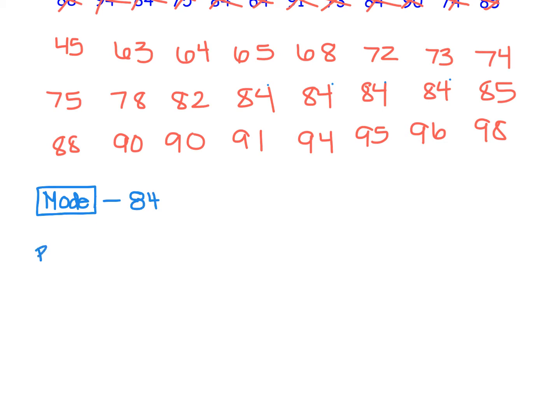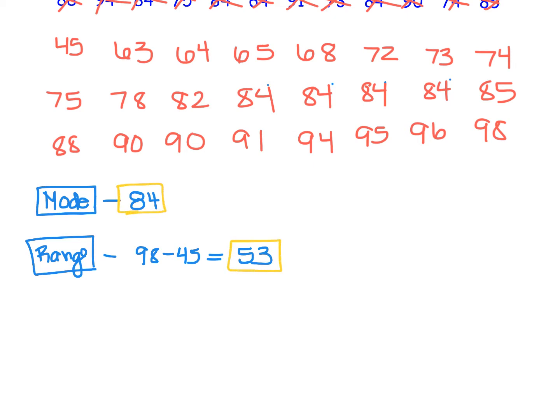Then our range is going to be the highest number subtracted from the lowest number. And I can see that the highest number is 98 and the lowest number is 45. And if I subtract those, I get a range of 53. So already just by putting this data in order, I've been able to find 2 of my numbers pretty quickly. So I have mode and range.